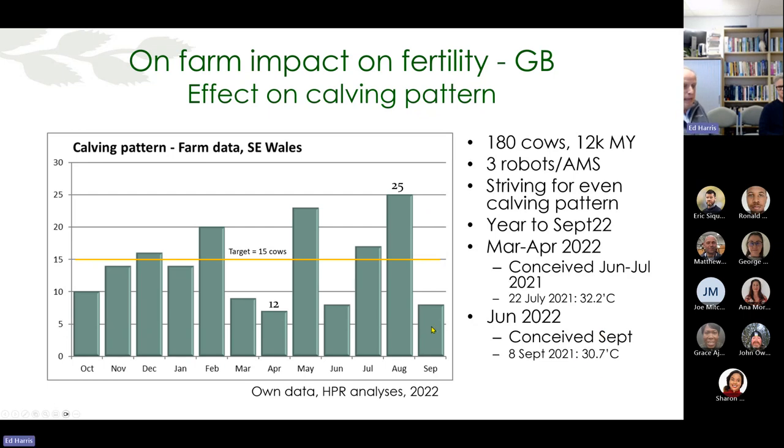Interestingly, you track back from September, 9 months before September is Christmas. So it's not just heat stress that causes problems. Everyone going off and getting excited about Christmas can also affect fertility.